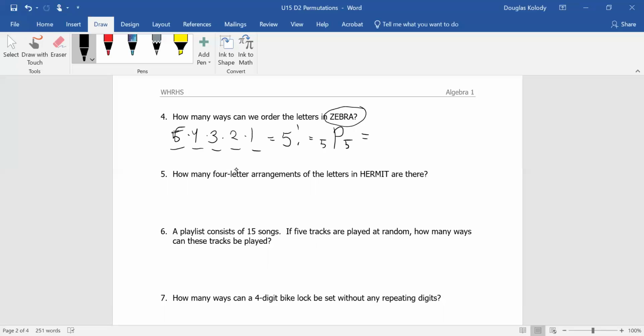So when you take any kind of worksheet or quiz or test, I want to see what you're using to solve it, which is all this, and the answer. What is 5 times 4 times 3 times 2 times 1? 5 times 4 is 20. 20 times 3 is 60. 60 times 2 is 120. 120 permutations.